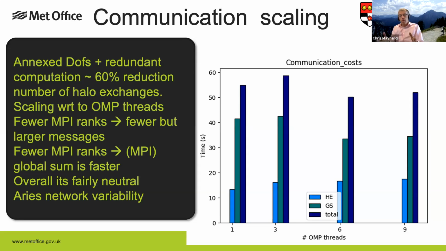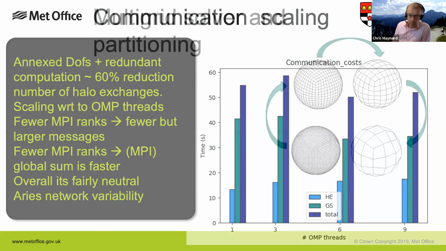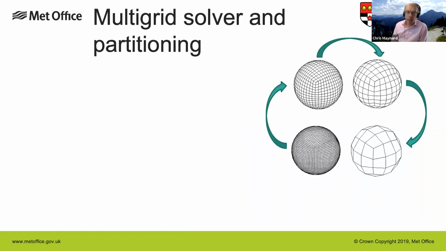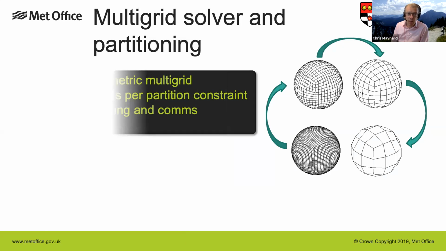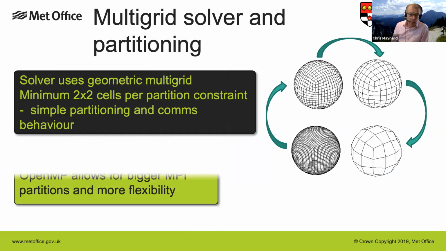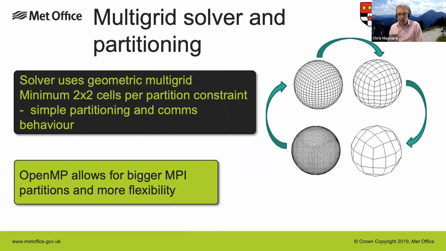And of course, we can do all this without changing any of the science code, because this is all done by our code generator. We can look at going further, reducing the cost of the global sums, and look at what happens in our multi-grid solver. We turn on multi-grid, then we can look at what happens there.